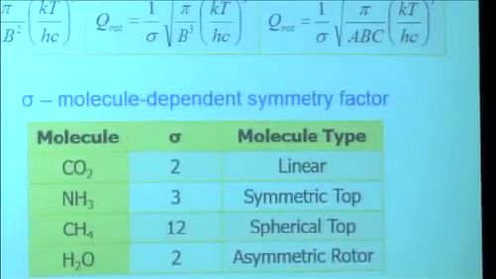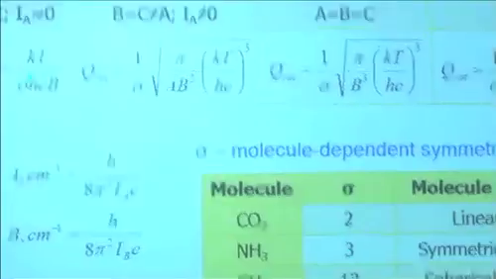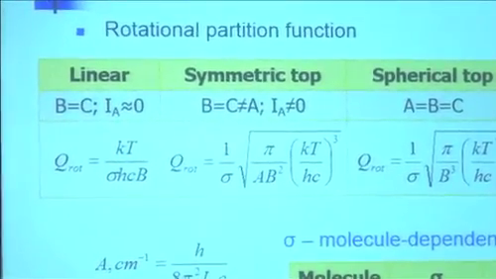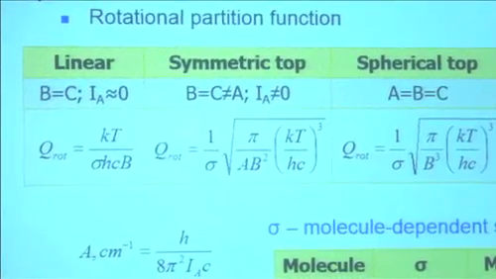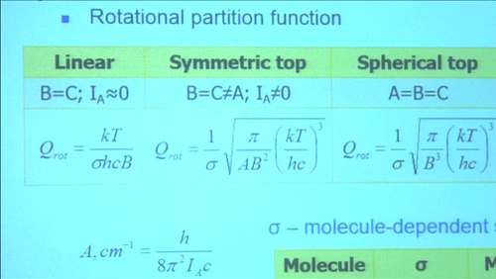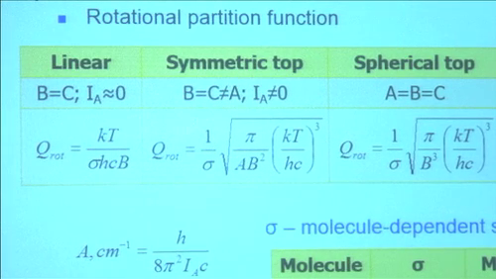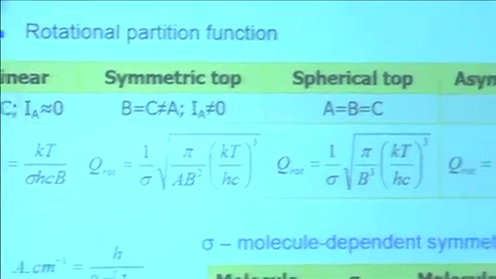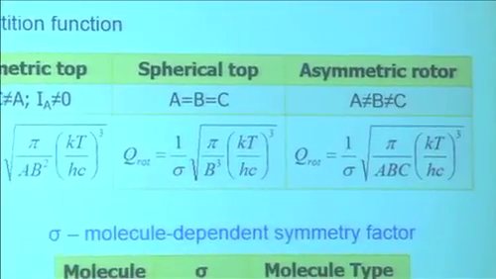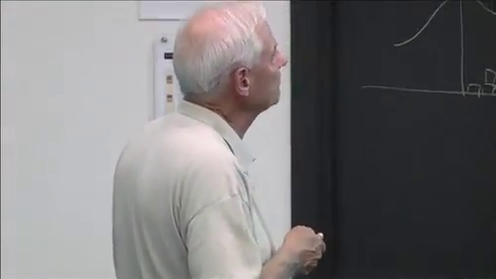Now, diatomic is proportional to T because you get a square root of T for each axis that it can rotate about. So now when you go to a symmetric top, it can rotate about 3 axes, A, B, and C. Now it goes like T to the 3 halves. So the linear is the only one that's T. The rest are all T to the 3 halves.